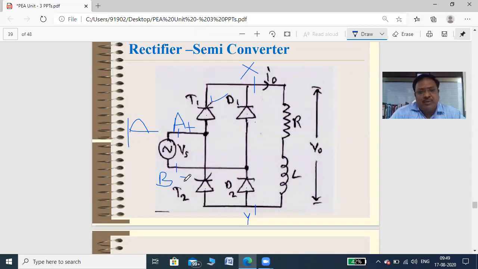So diode D1 is in reverse bias condition. And at the same time, because of negative voltage, the diode D2 is in forward bias condition. Okay, diode D2 in forward bias condition, and thyristor T1 is also in a forward bias condition. Whenever you apply a triggering pulse to the thyristor T1, then current starts to flow through the SCR, that is A, then thyristor T1, then X, then R, then L, then diode D2, then back to the minus B, right?